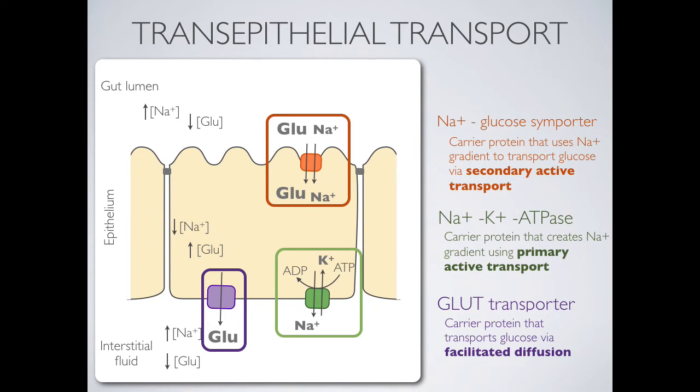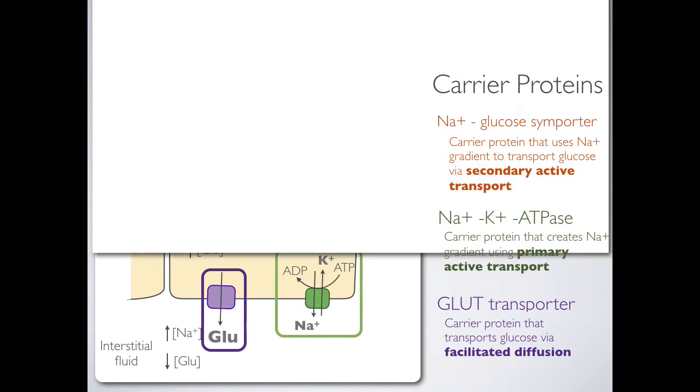So these are all examples of what we call carrier proteins. They all go through conformational changes. You can see here the carrier proteins sometimes can hydrolyze ATP, sometimes they're doing secondary active transport, so using energy from another source, and sometimes they don't require any energy at all. So this provides three distinct ways that carrier proteins help control molecular flux.